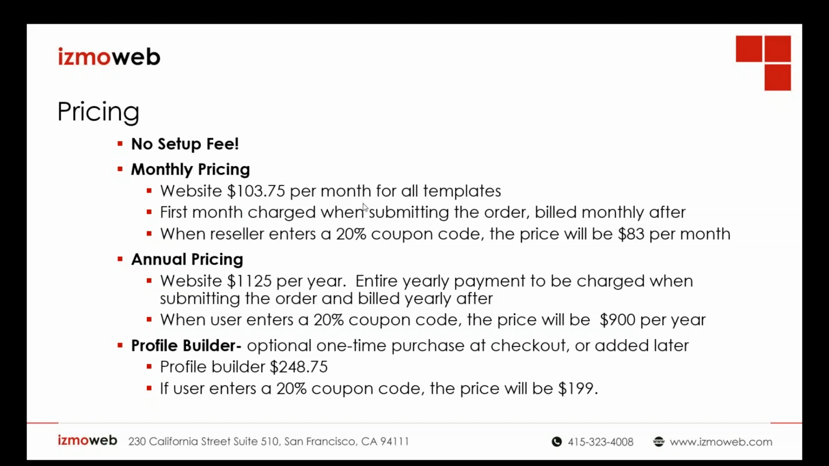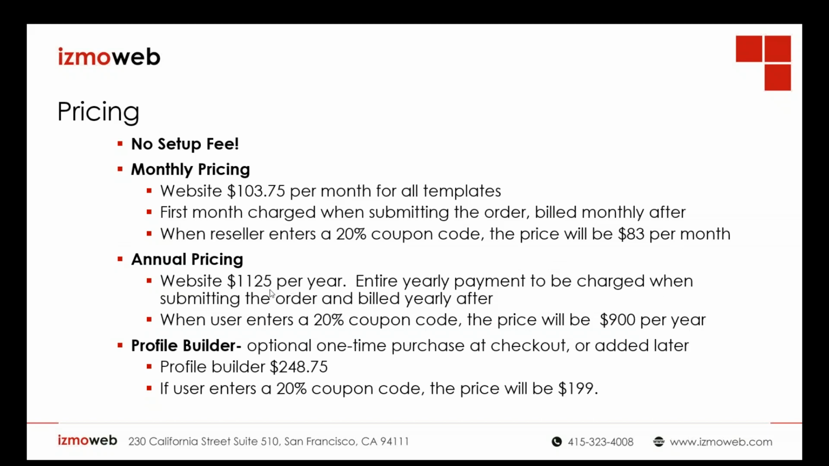So that's list price. Because you guys are out in the marketplace, if somebody just came to izmoweb directly and went on to the izmoweb website platform and were going to buy a website by themselves, they'd pay $103.75 per month. With you guys, you're going to be able to offer them a 20% discount off of that list price. So the price you're going to be charging them is $83 per month for that website. Okay. And you get, of course, 40% of that.